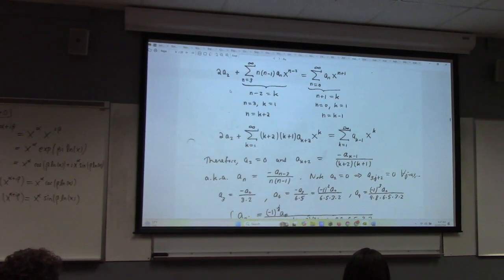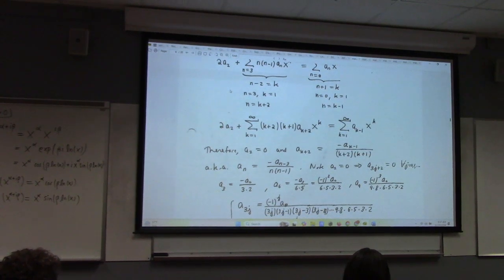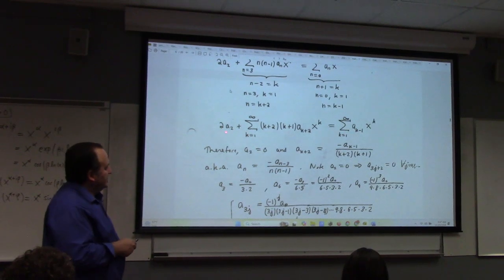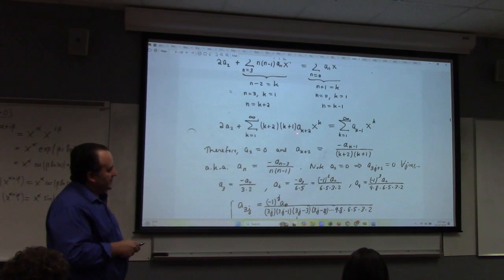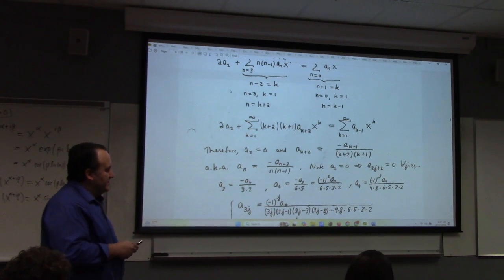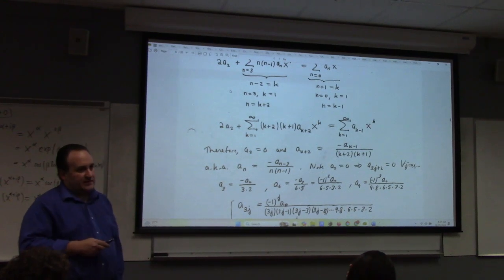But there it is. So that gives me this equal to that, which of course immediately tells me a2 is 0, and k plus 2 times k plus 1 times a sub k plus 2 has to be equal to a sub k minus 1. And then I can solve that for the recurrence relation. A sub k plus 2 is equal to minus a sub k minus 1 over k plus 2 times k plus 1.